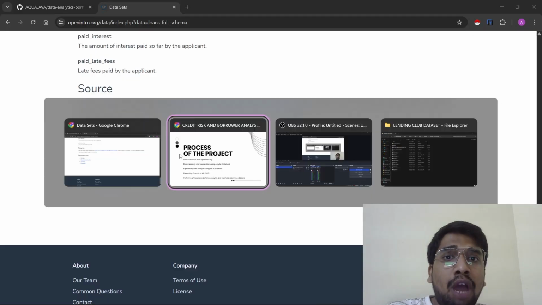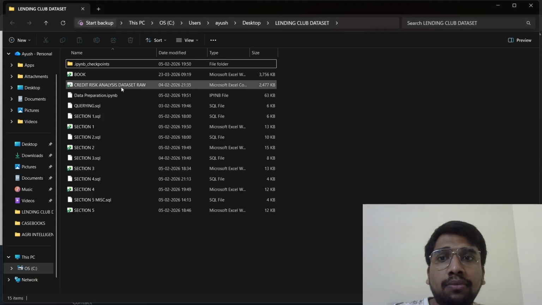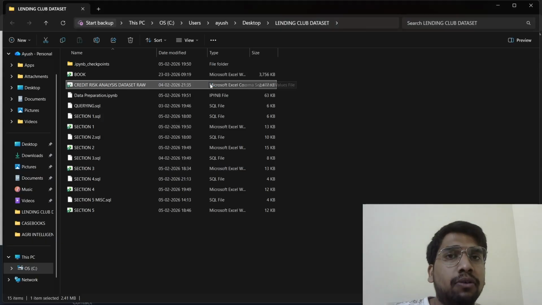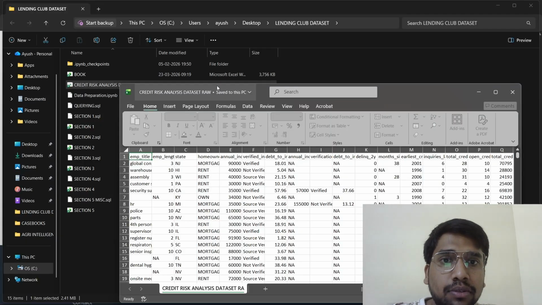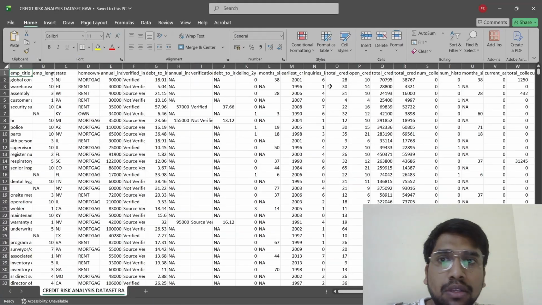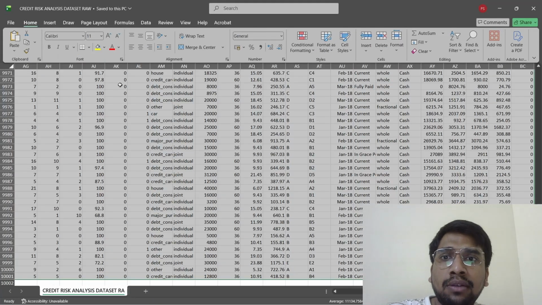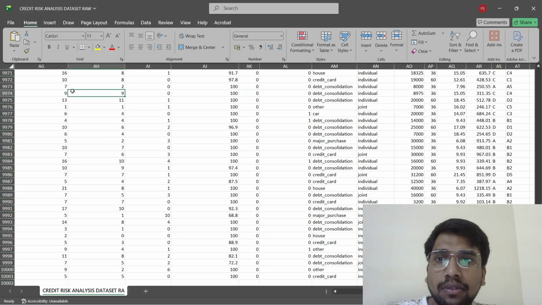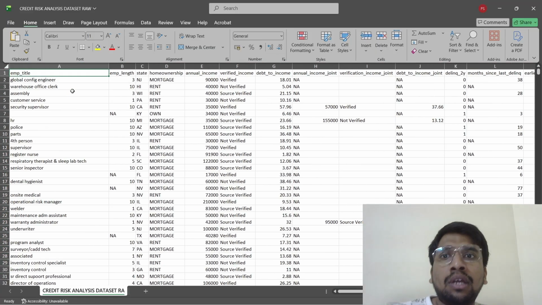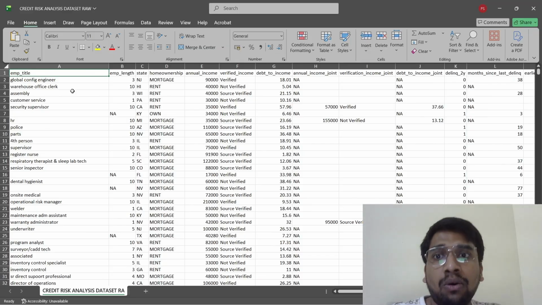Okay. Now I would like to show you how the dataset looked. I had made this folder while I was doing the project. Just a minute. So here is the dataset you can see. Okay, so it has 55 variables as of now, but I did some changes in this dataset, which I will show you later on.